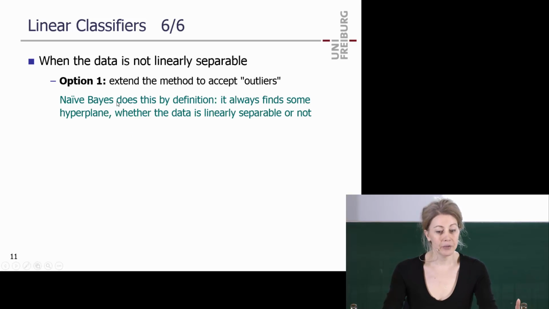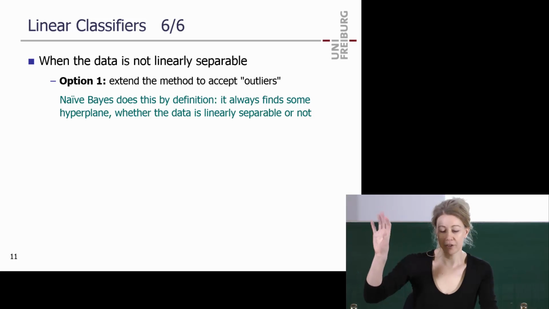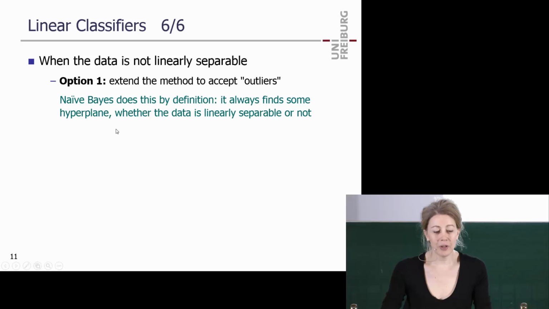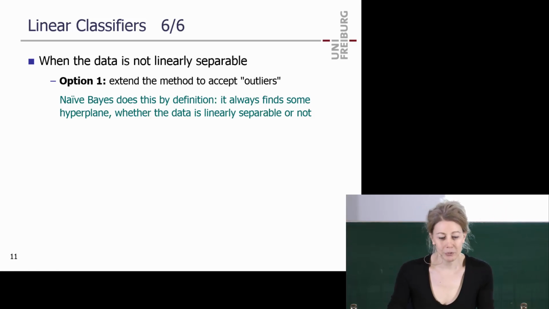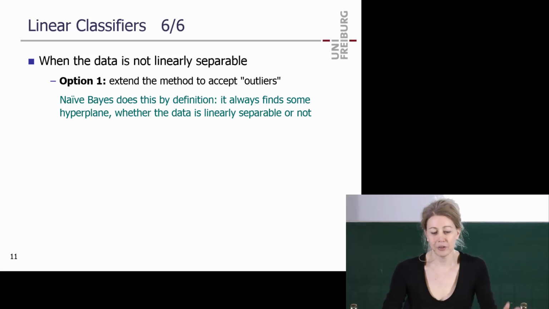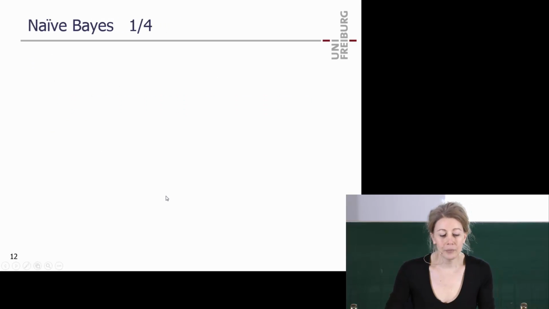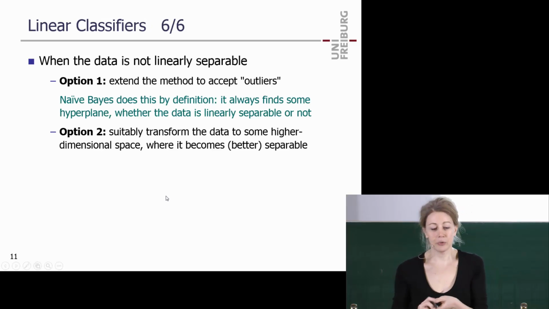Now, naive Bayes, you don't know yet that it's a linear classifier, but it does this by definition. It always finds some separation. You don't know yet that it's a hyperplane, but it always finds one, whether this is a good hyperplane or not. You can just find one, and then you predict everything on this side is minus, everything on that side is plus, whether it's good or not.